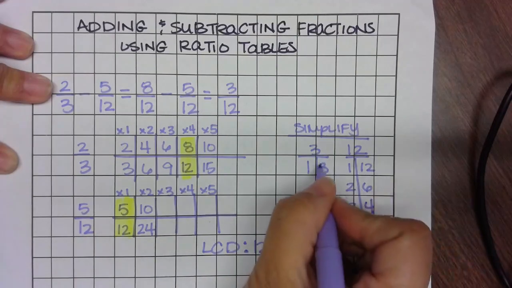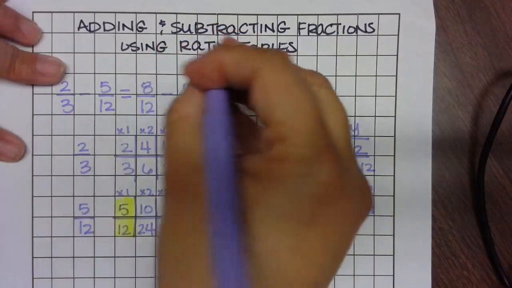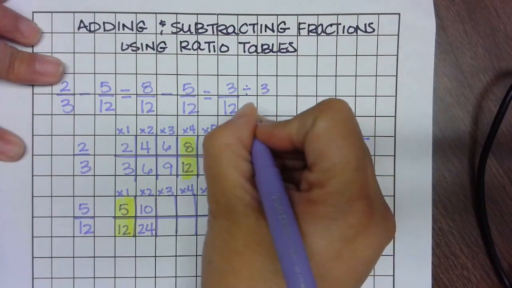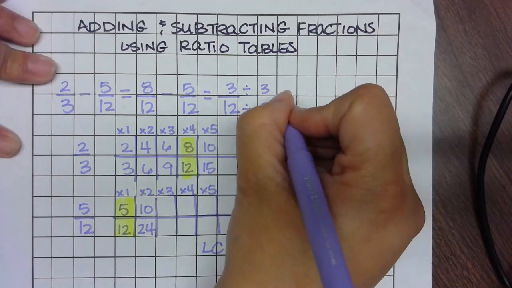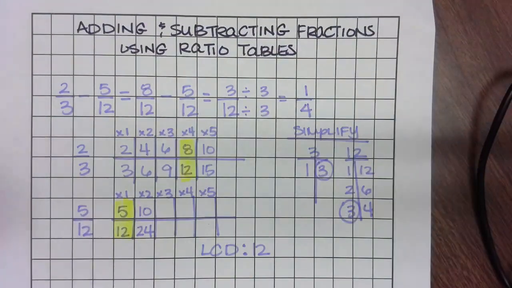And here we can tell that the greatest common factor is 3. So that's what I'm going to divide by. Divide by 3, and the denominator gets divided by 3 also. So that gives us 1/4. And that is our answer for this one.